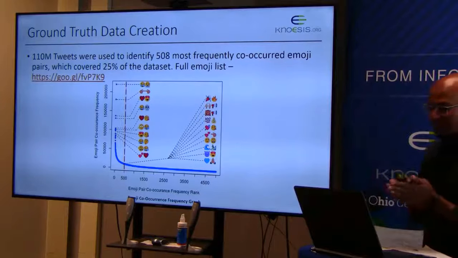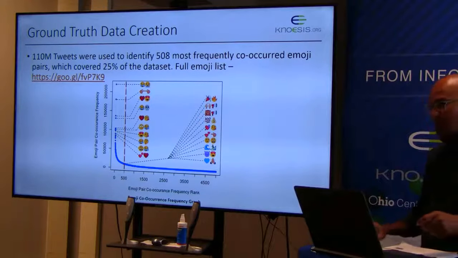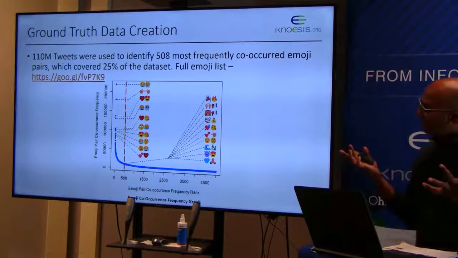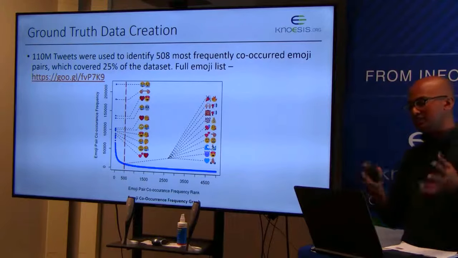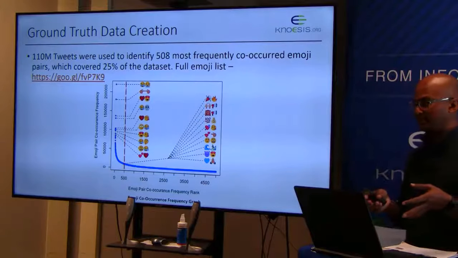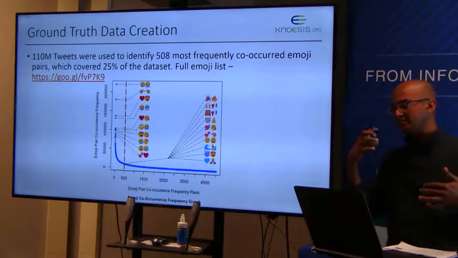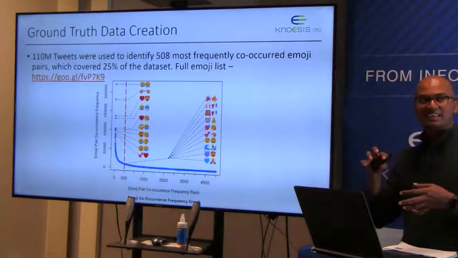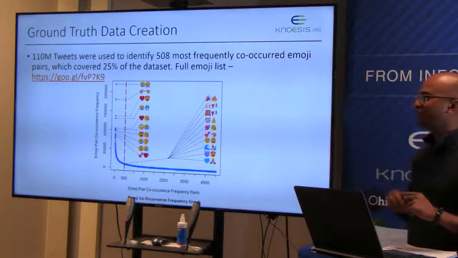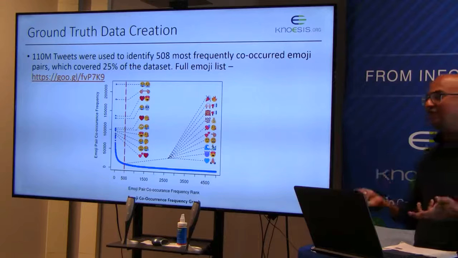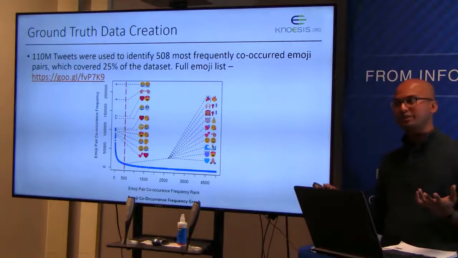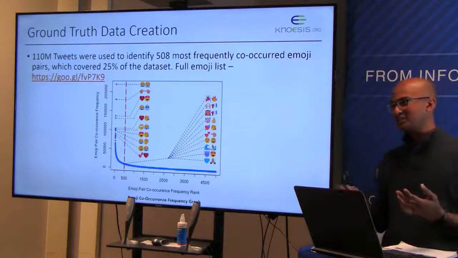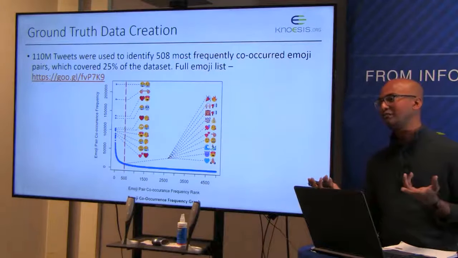To evaluate this work, we created a ground truth data set because we did not have a good emoji similarity benchmark data set out there. Barbieri and others have contributed a benchmark data set which only had 50 emojis, but they had some hand-picked emojis there, so we did not want to use that. At the same time, we did not want to come up with random emoji pairs because you have close to 2,400 emojis when we did this experiment. Random emojis most of the time are not very meaningful.